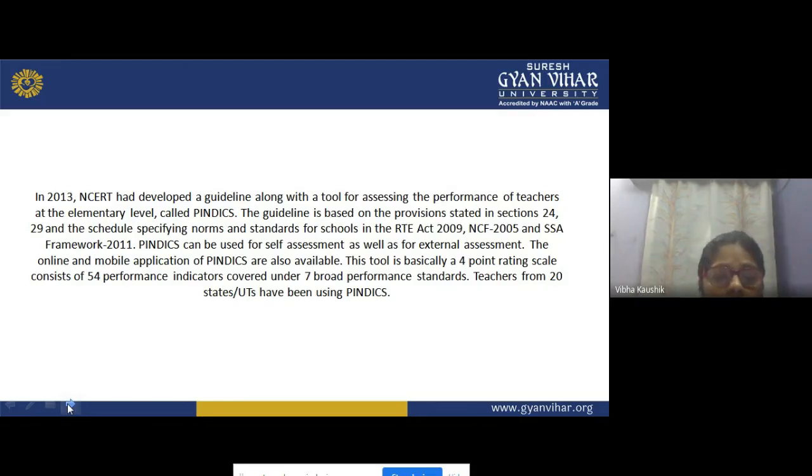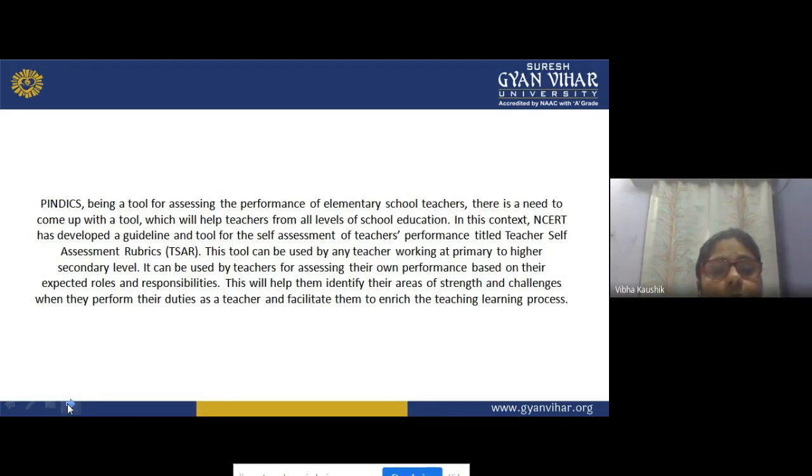Teachers from 20 states and Union Territories have been using Pendix. This tool, which was developed by all the agencies, was used by 20 states in India and Union Territories in India. Pendix is a tool for assessing the performance of elementary school teachers, as I already told, and this tool is mainly focusing on how our elementary teacher is performing.